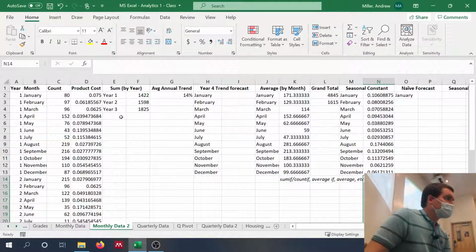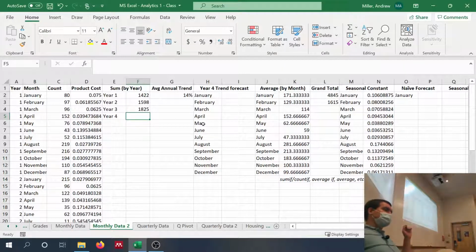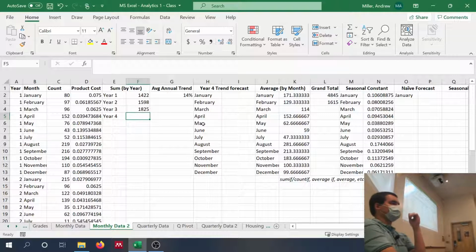Okay. So let's go ahead and add in year 4. And how do I predict what year 4 will be using trend? How am I going to do this guy right here?